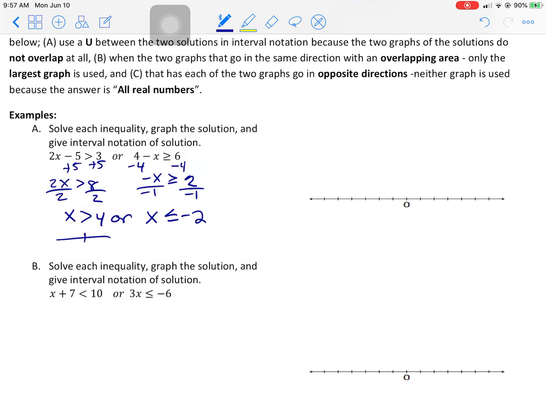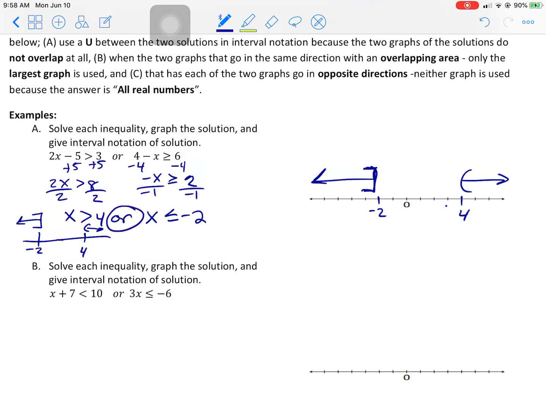Now, x greater than 4 would be a soft bracket going that way. -2 would be down here somewhere, and it'd be a hard bracket going that way. So let's find them on here. This would be a -2, 3, 4. This would be a 4. So it'd be -2 going that way, and a soft bracket on 4 going that way. Make sure you're clear so that I can tell that that's a hard bracket. Okay, do your best on those.